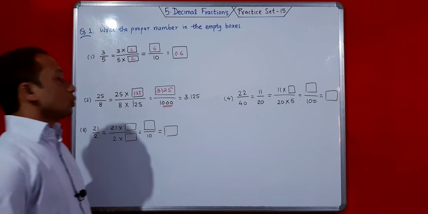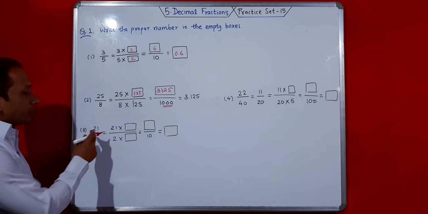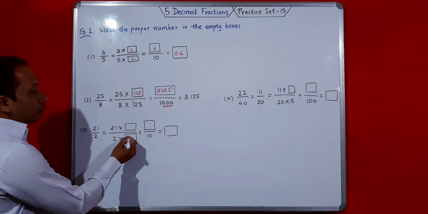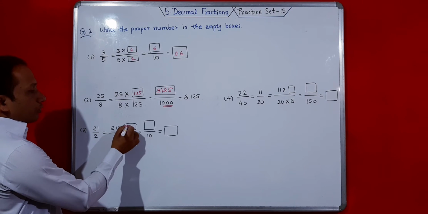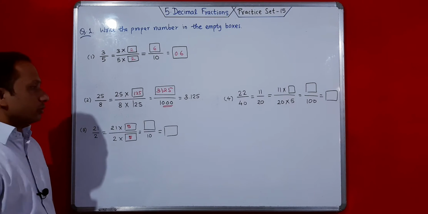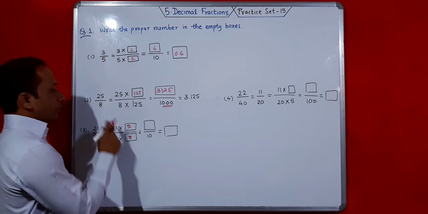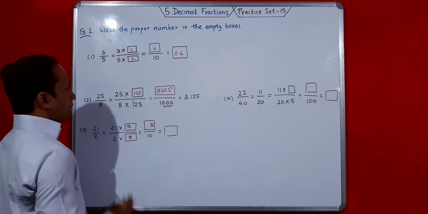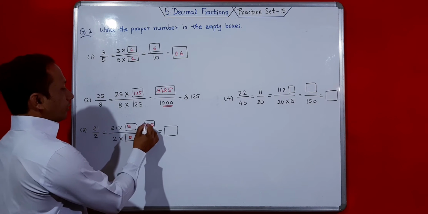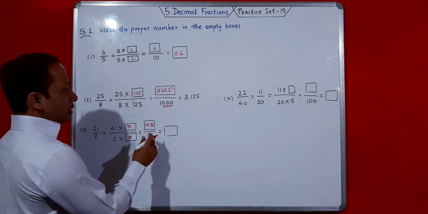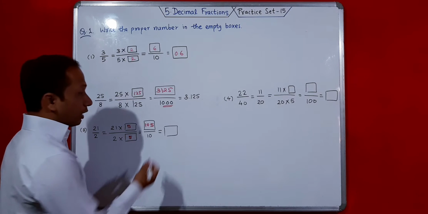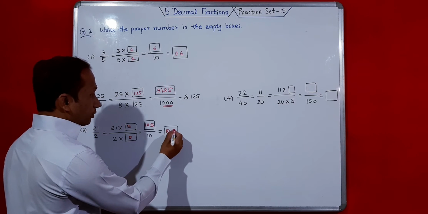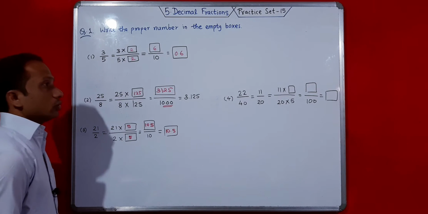Come to the third example. 21/2, 2 multiplied by 5, so I will get 10. So 21 also multiplied by 5. Let me multiply this. 5 ones are 5, and 5 twos are 10, so 105. If I divide 105 by 10, I will get 10.5. There is no magic in this case. So this is the third example.